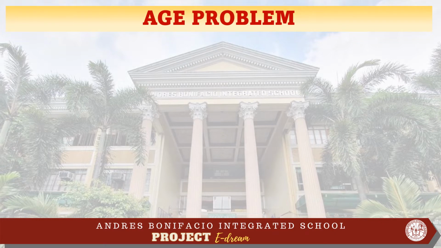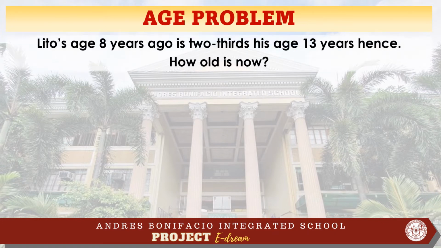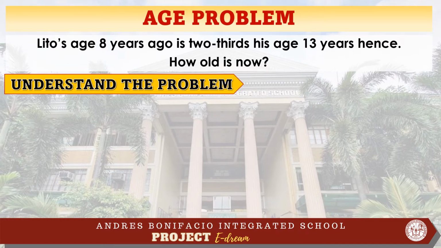Let's have an age problem. Lito's age 8 years ago is two-thirds his age 13 years hence. How old is he now? So first step is to understand the problem. We are looking for Lito's age at the present. So we will go to the plan step, which is our second step.